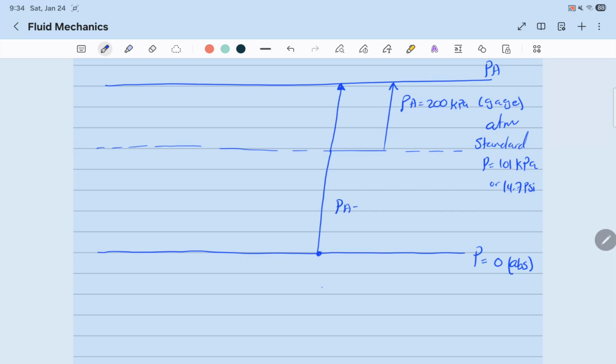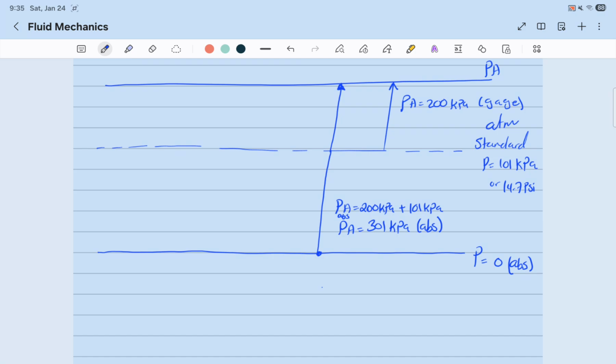Therefore, PA equals 200 kPa, which is the gauge, plus the atmospheric, which is 101 kPa. Therefore, PA equals, by the way, this is absolute. We're calculating the absolute pressure of A. Therefore, PA equals 301 kPa absolute. Again, if you're measuring the absolute pressure, you have to specify that this is the absolute pressure, because if you don't, by default, it's assumed to be gauge.